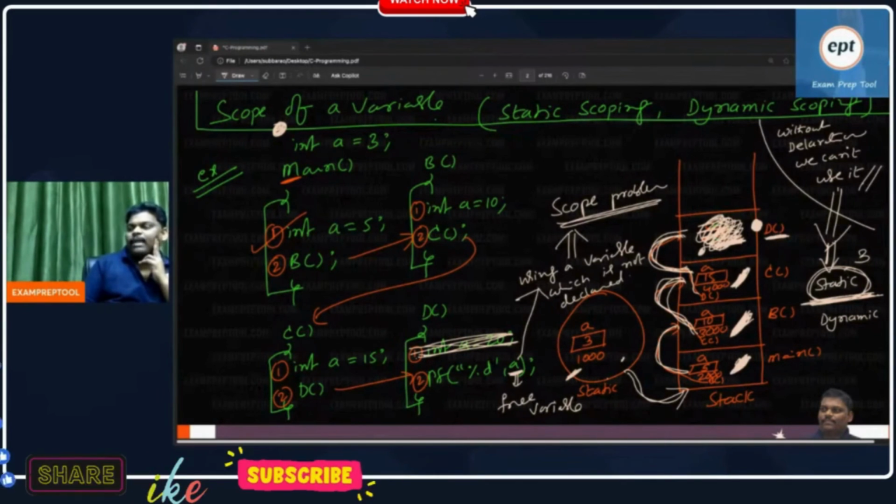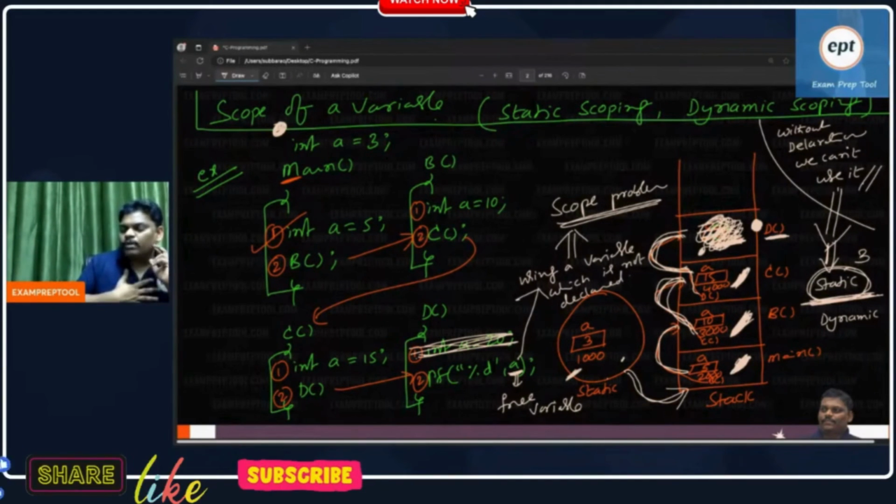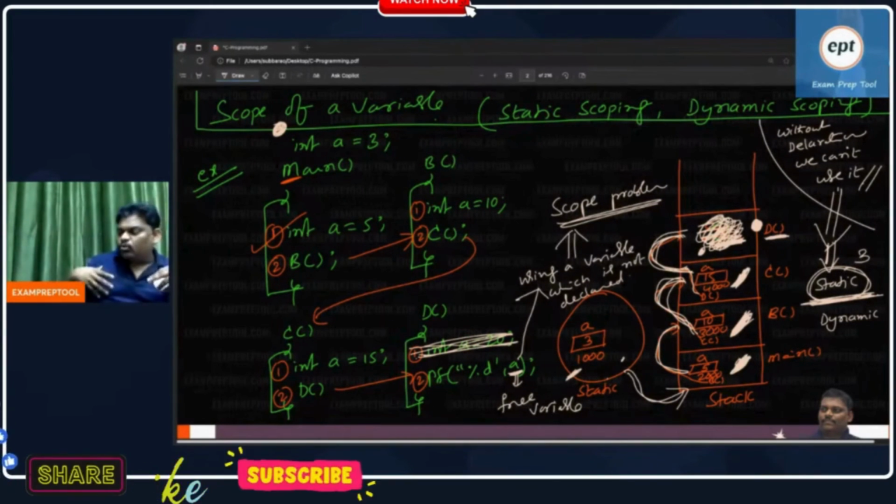If I invent some language, I will say, according to me, my language follows dynamic scoping. If you create one programming language, you say that, according to me, my language is static scoping. Whoever invents it will say which scoping technique his language follows. If you feel dynamic scoping is better for your language, you go for that. If I feel static scoping is better for my language, I will go for it. C language follows static scoping.